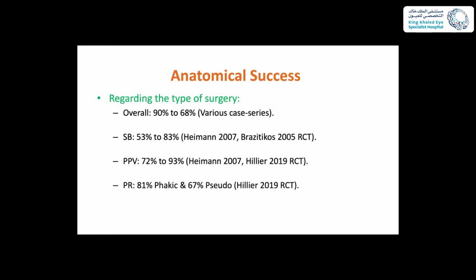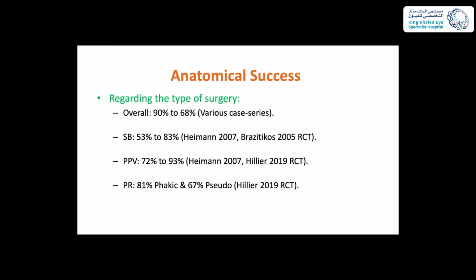So what can we count on for anatomic success? What numbers are we playing with? Regarding the type of surgery, if we look at different series, how successful are we at retinal detachment surgery? It depends on the series, but usually they report 68 to 90% of cases being anatomically successful after one surgery.